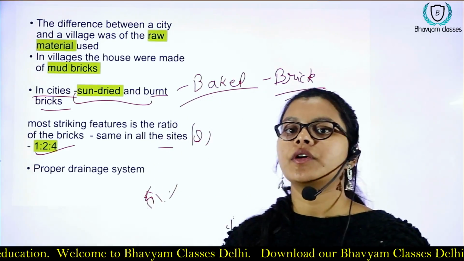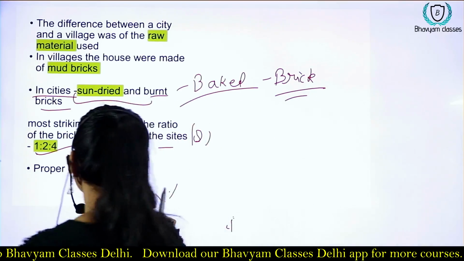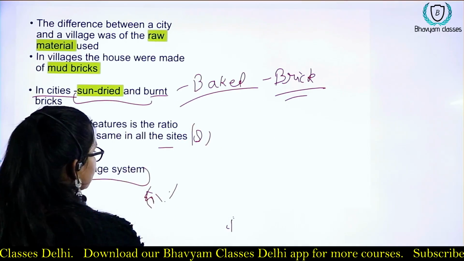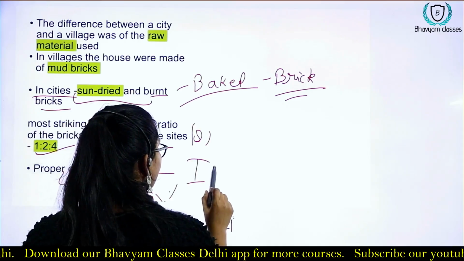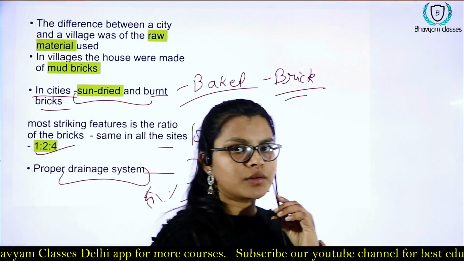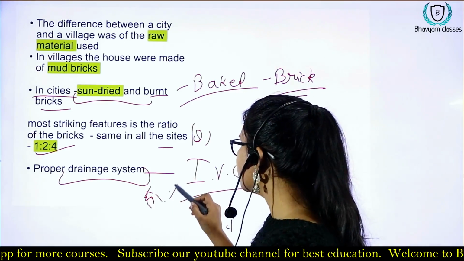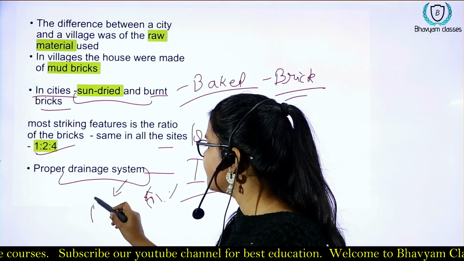And then comes your drainage system. That is very attracting. Historians were very much attracted by the drainage system of the Indus Valley civilization. It was a very planned drainage system, fine.